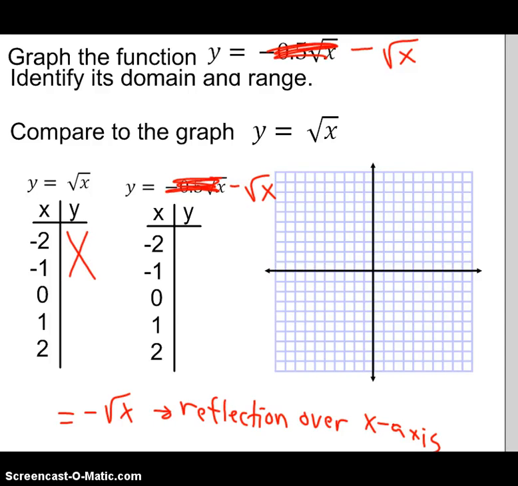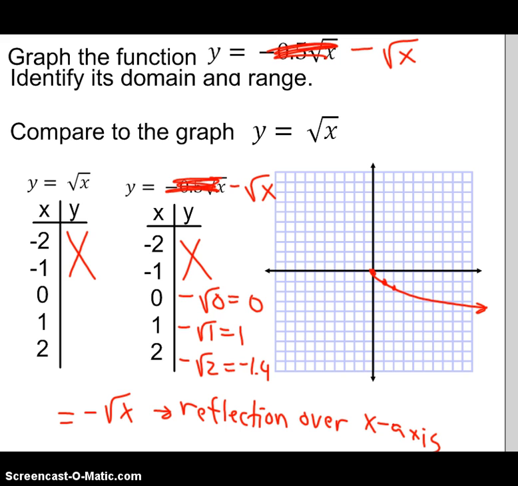What we're going to do here is plug our domain into the function. The opposite of the square root of 0 is just 0. This is the opposite of the square root of 1, which is negative 1. And the opposite of the square root of 2, which is negative 1.4. Plotting these points, what you see is the square root graph reflected across the x-axis. So it looks like that.